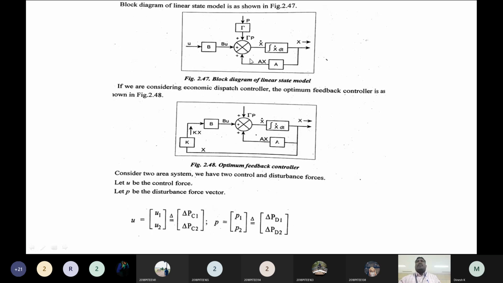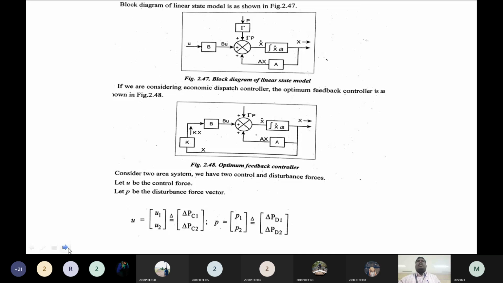In this, if we feed the economic dispatch controller, I have to introduce my intelligent controller KX. So our variables are U, the control force, and P, the disturbance force vector. So U1, U2 is del PC1, PC2, and P is P1, P2, that is del PD1, PD2. And just equating the parameters PC as well as PD.